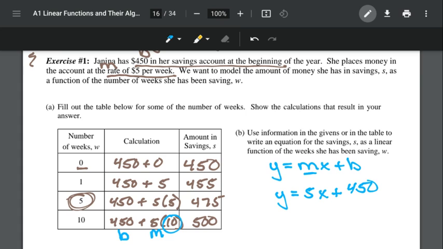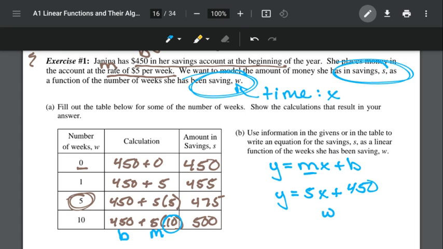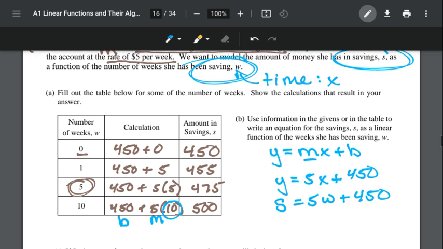So they want us to use different letters. They want us to use S for savings and W for weeks. Now, weeks is a time. Any type of time is always an X. So instead of this X, I'm going to put a W. So 5W plus 450. And then whatever the other letter they give you goes for the Y. So S equals 5W plus 450.